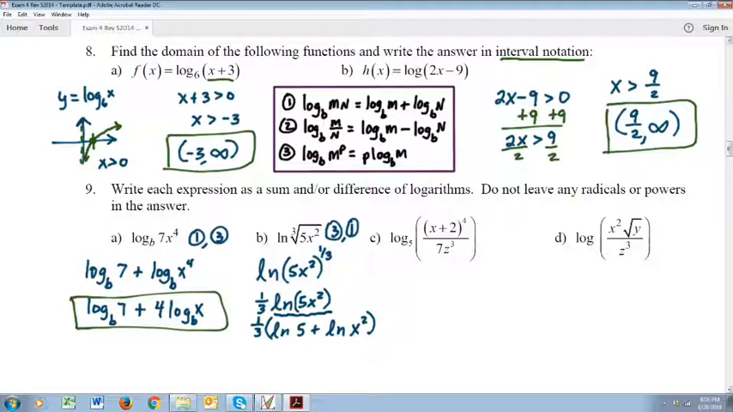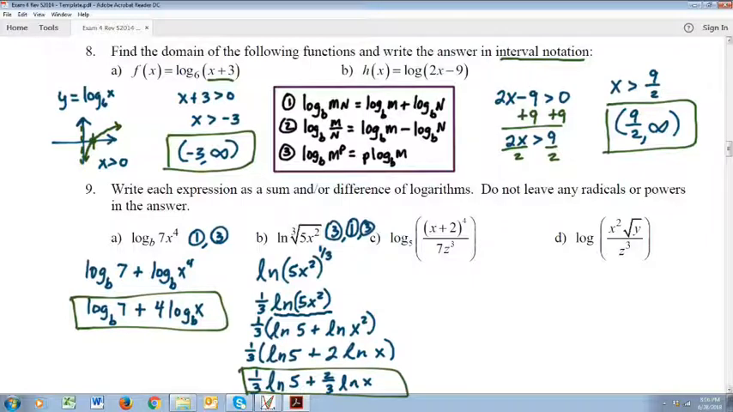Alright, so if you look at natural log of x squared, now we can use rule 3 again. And so we'll pull that 2 out front. And now I'm going to go ahead and distribute the 1/3. 1/3 times the natural log of 5. We'll just have 1/3 natural log of 5. But notice when we multiply 1/3 times 2ln of x, 1/3 times 2 is 2/3. And so we end up with 2/3 natural log of x at the end there.